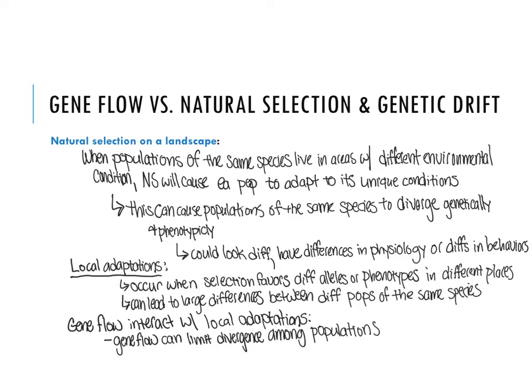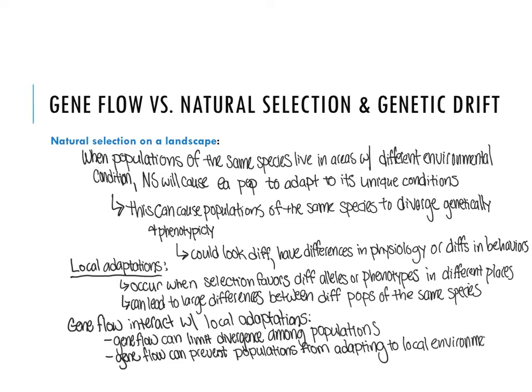And gene flow, because of this, gene flow can prevent populations from adapting to local environments. So gene flow and natural selection can be in conflict with each other. Okay, and we're going to look at an example of this now.